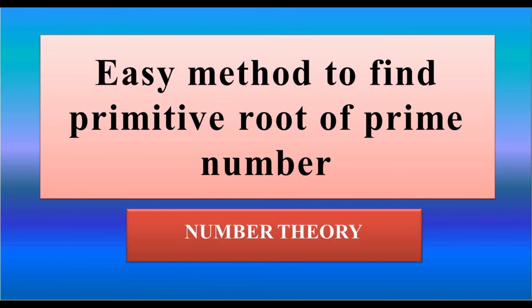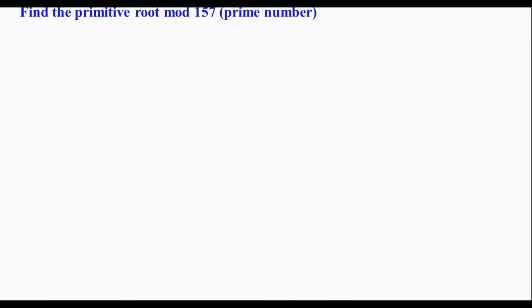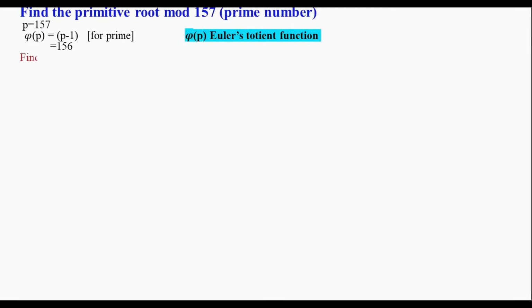In this video we can see the easy method to find the primitive root of a prime number. Let's take a simple example. 157, p value is 157. The first step is to find out phi of p, which is Euler's totient function. For a prime number it's just p minus 1, we get 156.